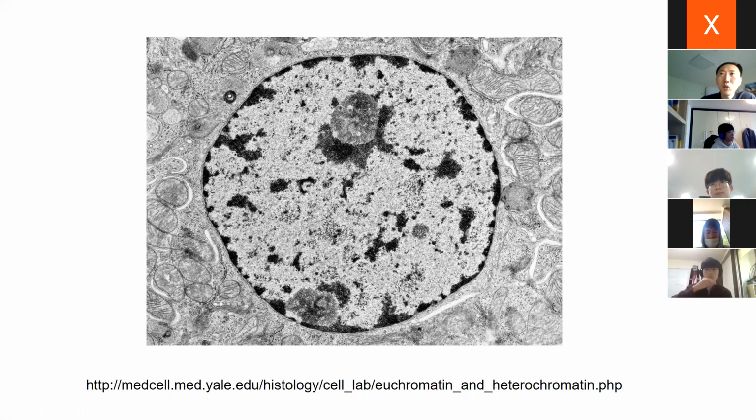Euchromatin. The white one is euchromatin, black is heterochromatin. My question was embryonic stem cell versus differentiated cell, which one is whiter? It should be the embryonic stem cell, right? The embryonic stem cell may be a white angel, and the differentiated cell may be the black pebble-like cells. You can exaggerate this picture and draw it that way.